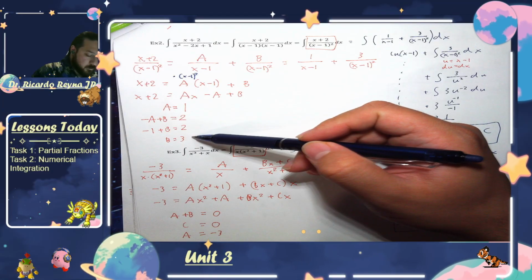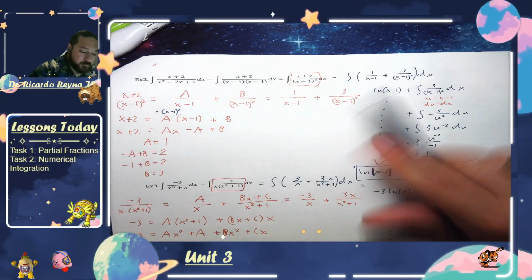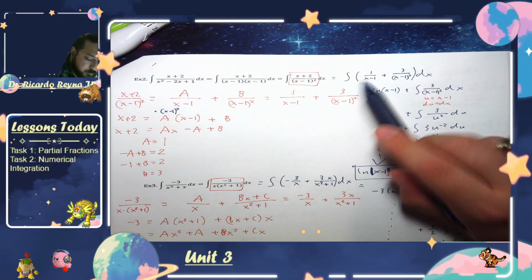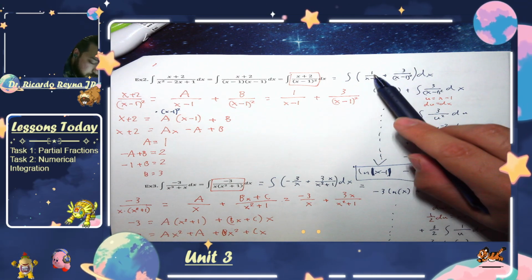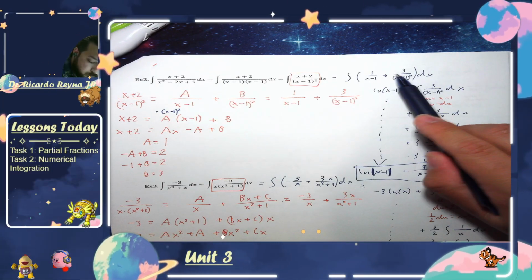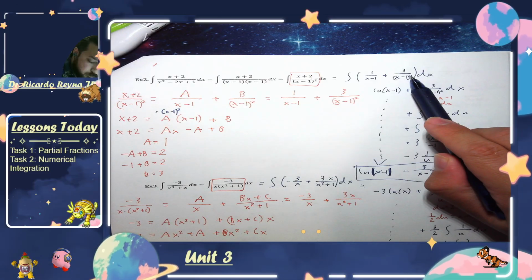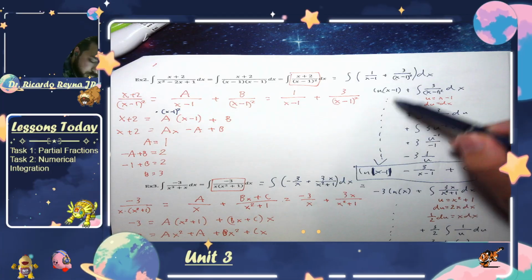So now we go back into this integral here and we plug it in. So we get the integral of (1 over x minus 1 plus 3 over x minus 1 squared) dx.